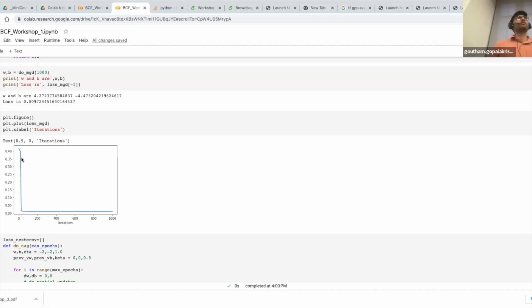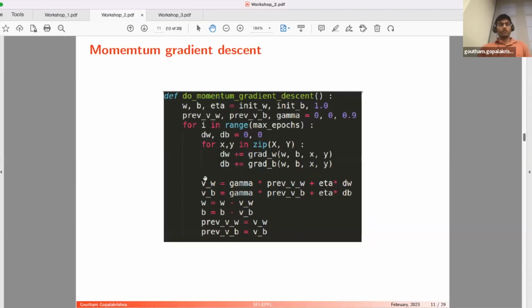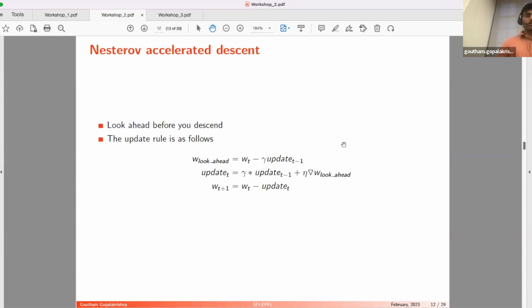Here you see that the updates are much larger, and you're moving towards the global minimum in a much faster fashion. All right. So that's what Nesterov accelerated descent does. It fixes the problem that once you fall down the cliff, you're going way past the global minimum. What it's doing is adding a look ahead property into the gradient descent.